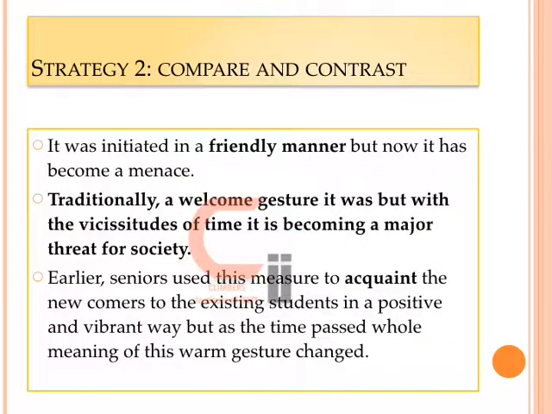Now let's try strategy 2, that is, when you are unable to fetch the keywords or define them, then you can use this strategy, which is compare and contrast. So you can imagine what the situation was in the past and now in the present. For example, ragging was initiated in a friendly manner, but now it has become a menace. So it's a comparison of past and present.